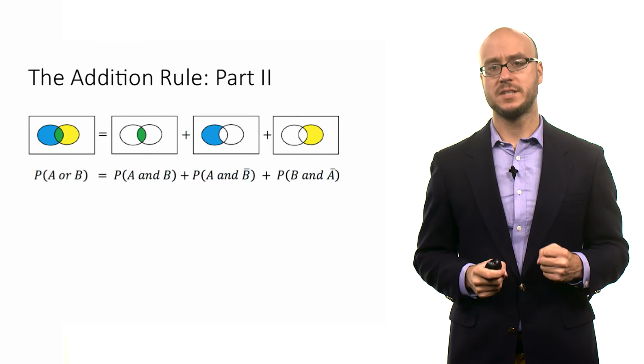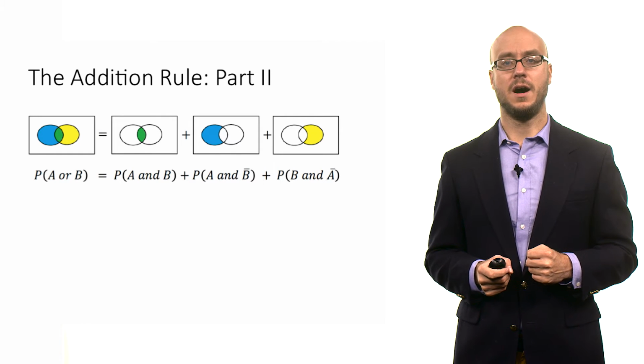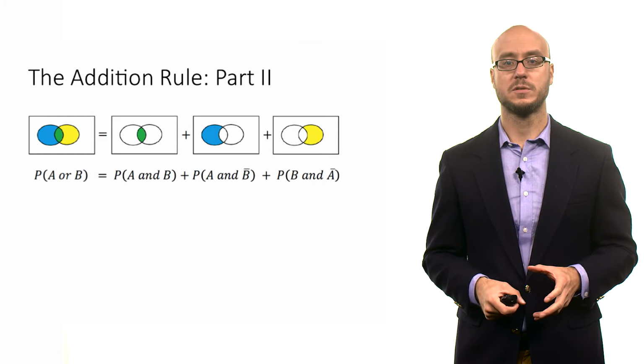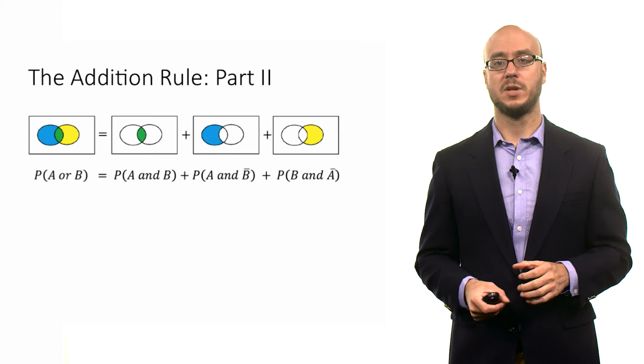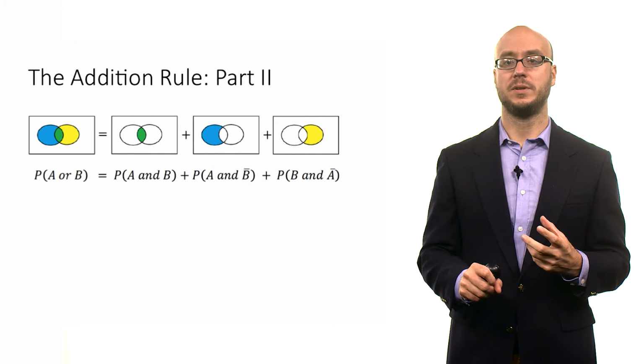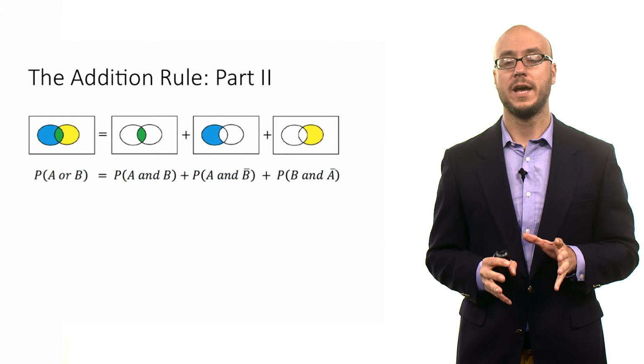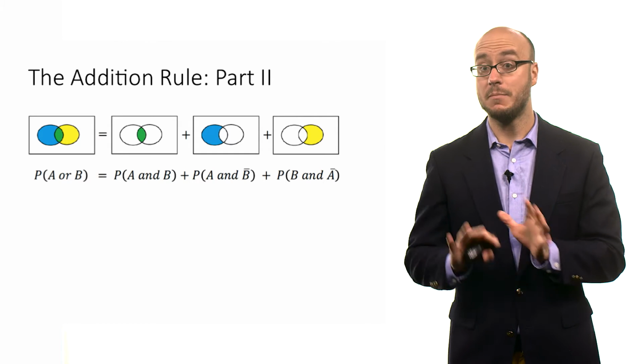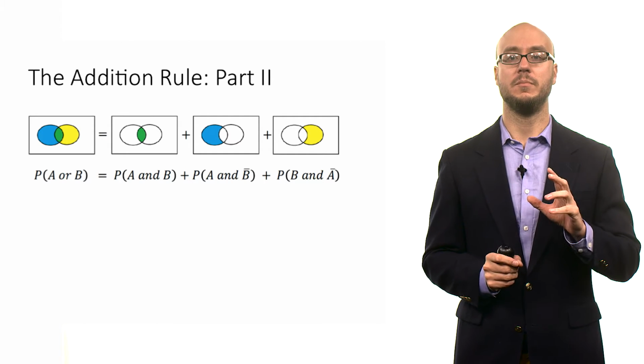A different way of expressing the addition rule is in terms of only A and only B. So we might say the probability of A or B equals that joint probability of A and B plus the probability of only A and the probability of only B. To put it another way, the probability of A or B is the probability of A and B plus the probability of A and not B, and the probability of B and not A. When you break down this addition rule using these Venn diagrams, the key point is you're just adding up these separate components to obtain the overall probability of A or B.